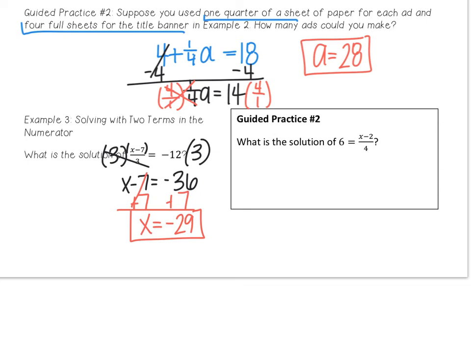Guided practice number 3. Try that one on your own. Look back at example 3 if you need to. Pause the video, and I'll give you the answer in just a second.